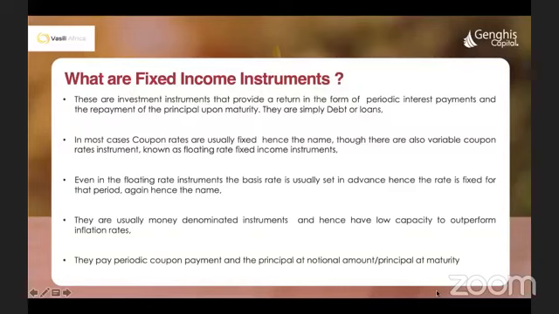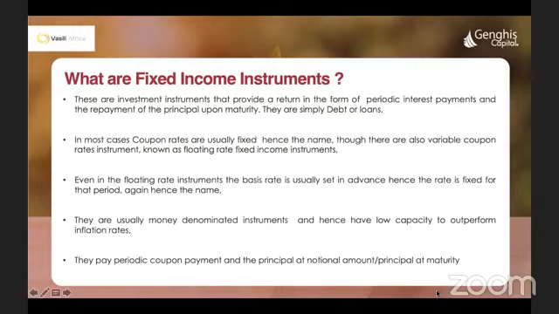So they are mainly money denominated. When you are talking about investing in a fixed income instrument, you are talking about money that you invest and put away. And the same money is what will come back to you after periodic coupon payments. Given that they are money-denominated instruments, in most cases they usually have low capacity to outperform inflation rates.